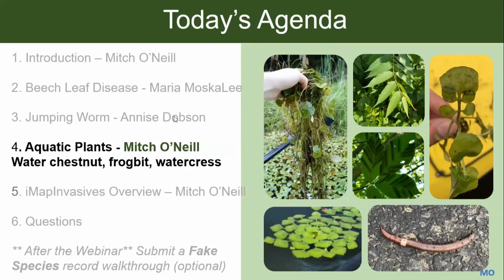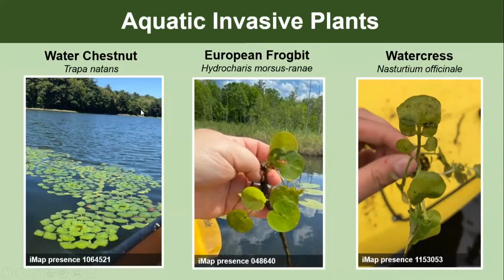And so now we've learned about beech leaf disease and jumping worm, and I'll do a quick run through of the aquatics. We have three aquatic plants included this year, lumped together for the prizes and trophies. Water chestnut, which we've had for a while, that might have been the first or the second species. We added frogbit two years ago, and then this year our new species is watercress.